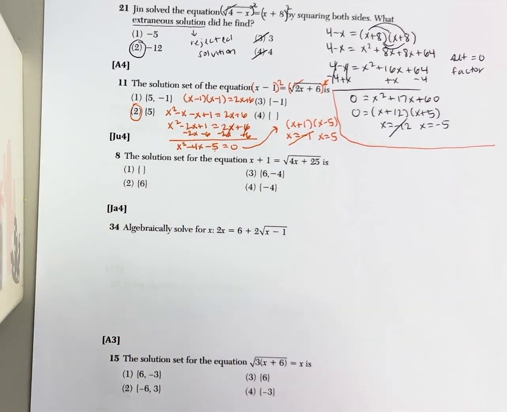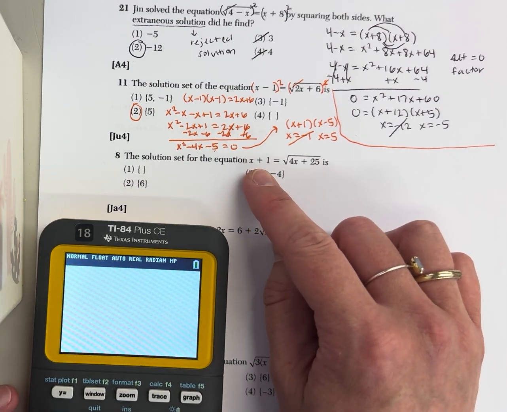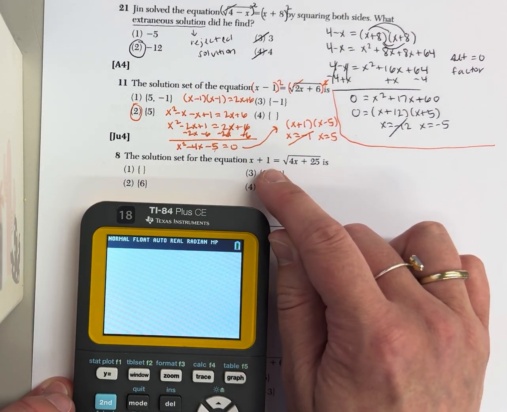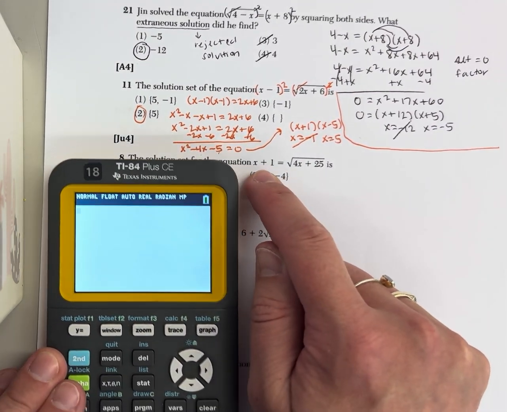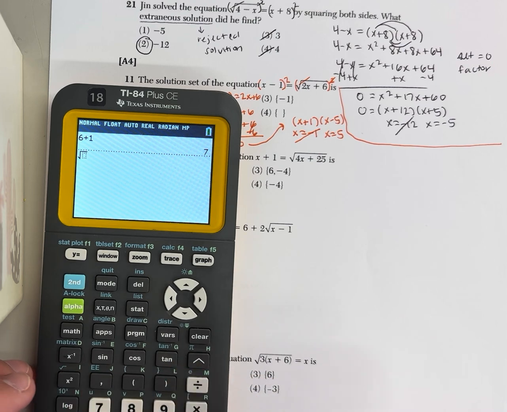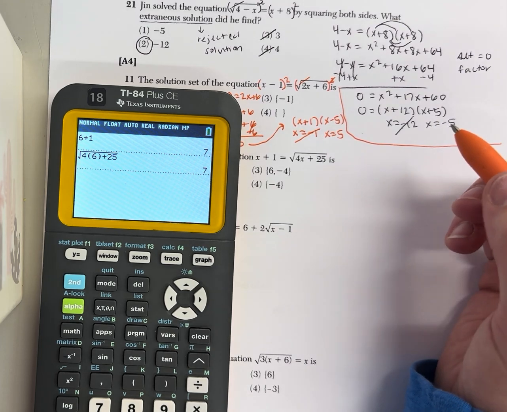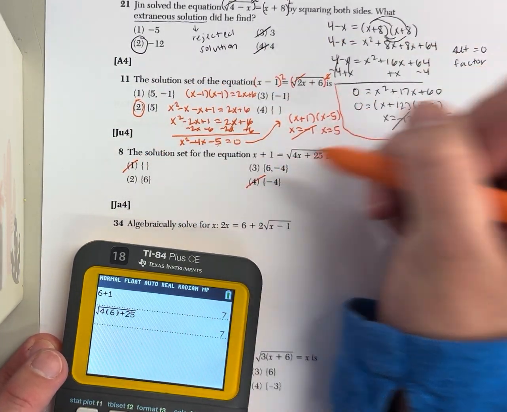Let's try number 8 just by checking the numbers. So the solution set for the equation x plus 1, I could square both sides, but also let me just start plugging in some numbers. Let's plug in 6. So the left side is going to be just 6 plus 1, and the right side is going to be square root of 4 times 6 plus 25. So we've got 7 and 7. So 6 is working. So 1 and 4 are out.